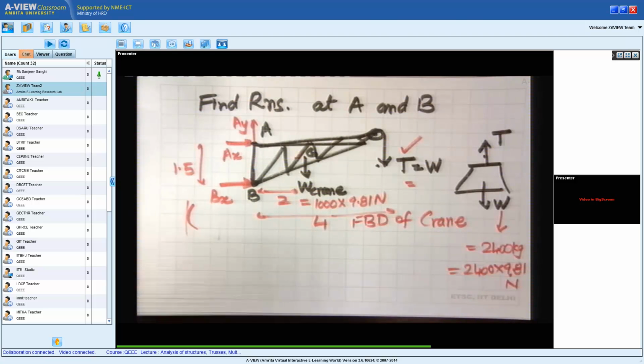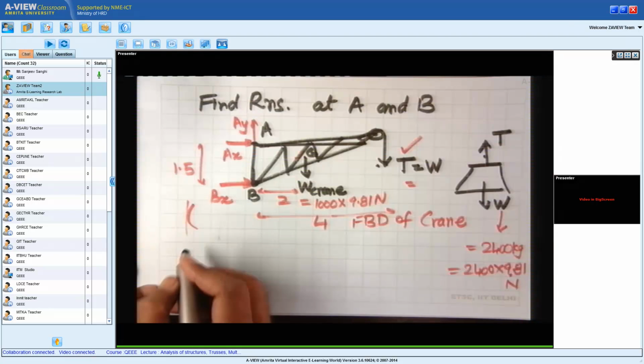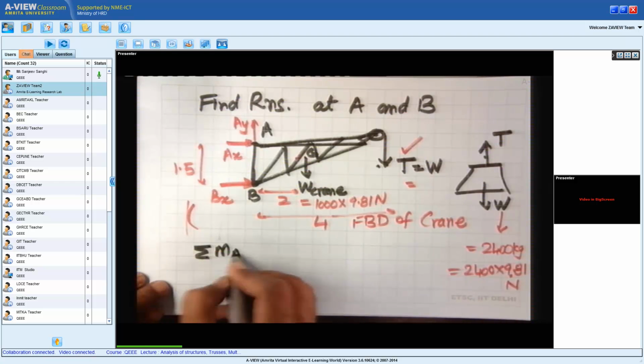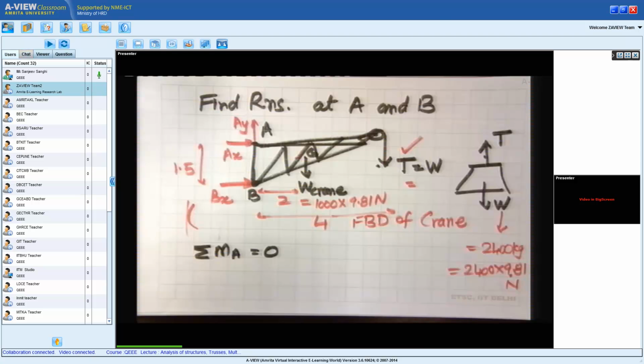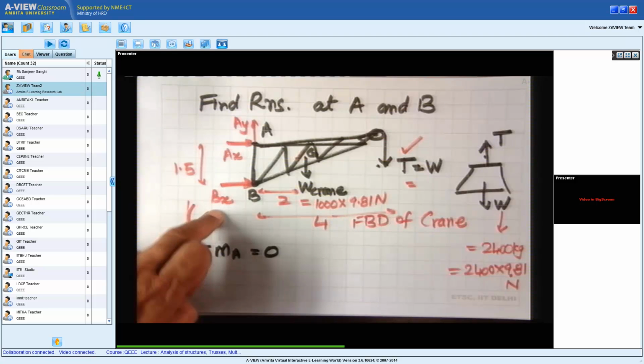Now, let's solve this the way I would do it in an examination. I have 3 unknowns, Ax, Ay, and Bx. The first thing I will do is take moments about A equal to 0. Why do I do this? When I take moments about A equal to 0, I will directly get the force Bx. So let's get it.